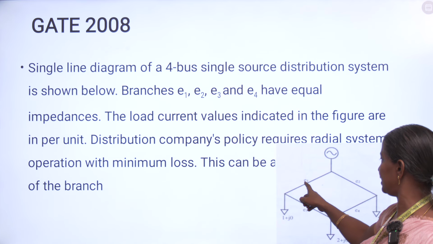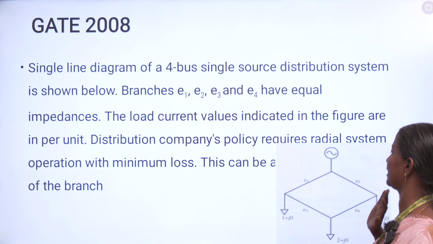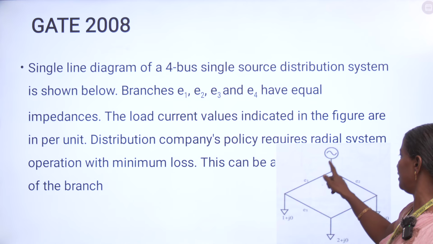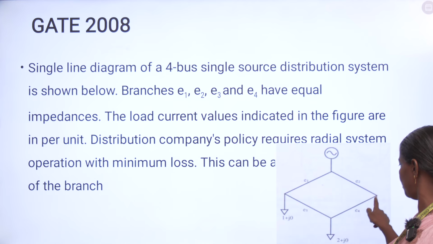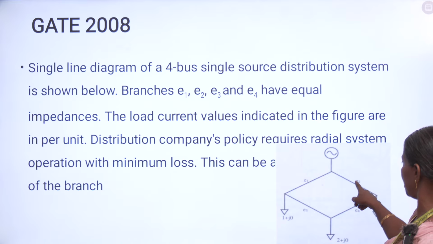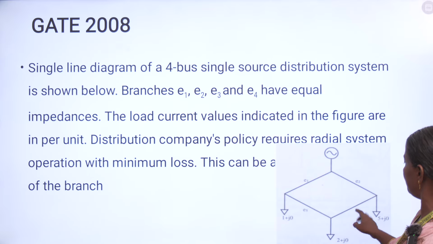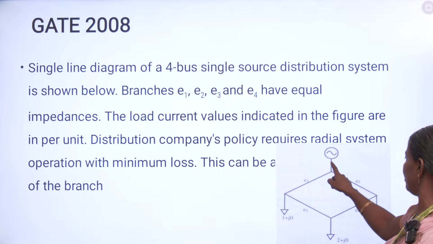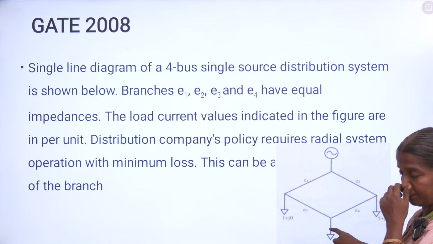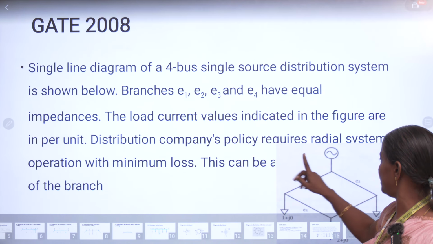So I have to eliminate E1 or E2 or E3 or E4. That is, I have to remove it from the diagram. For example, if there is no E1, the current will flow like this, so it will also supply all the loads. Or otherwise, if I am eliminating E2, the current will flow like this and supply the loads. Similarly, if I am eliminating E4, the current will be supplied for this load and this load here. And if I am eliminating the E3 section, the current will be in two branches.